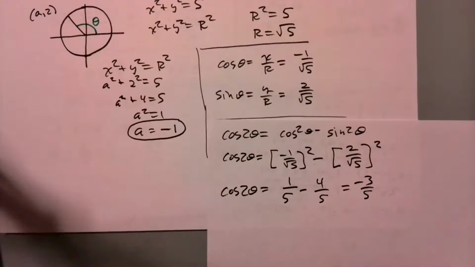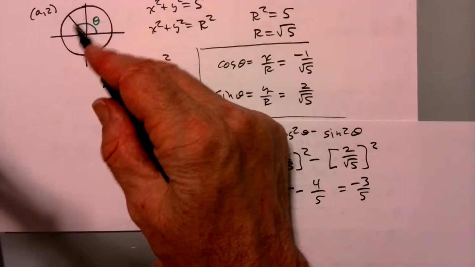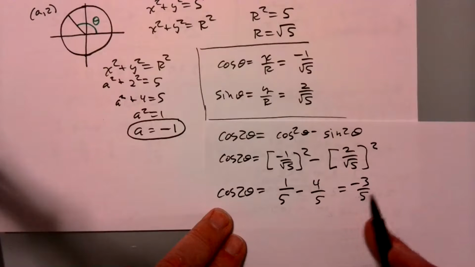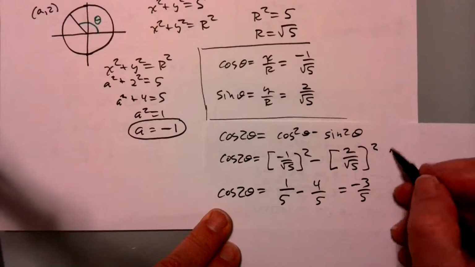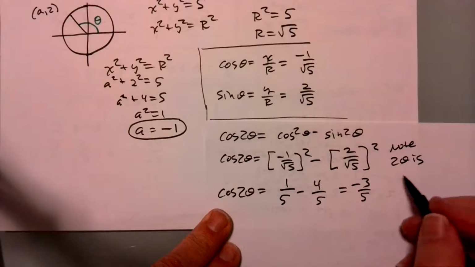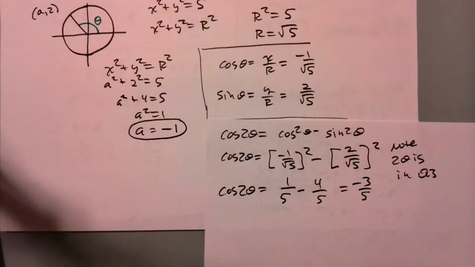Well, that tells me the quadrant we're going to be in. We're more than 90. Our original angle up here is more than 90 and less than 180. If we double it, more than 180, less than 360. But if cos of 2 theta is negative, that puts me in quadrant 3. So just a note: 2 theta is in quadrant 3. Just to kind of help us do some analysis there.